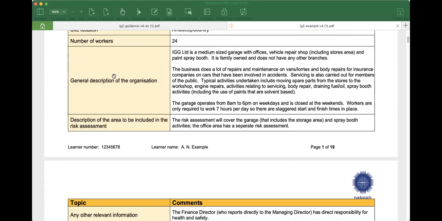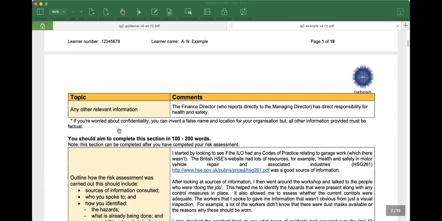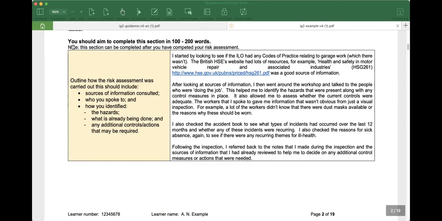So the background information still continues. In this part, you should aim to complete this section in 100 to 200 words, outlining how the risk assessment was carried out. This should include sources of information consulted, who you spoke to, how you identified the hazards, what is already being done, and any additional control actions that may be required. This list is very clear about what information is required in this section.